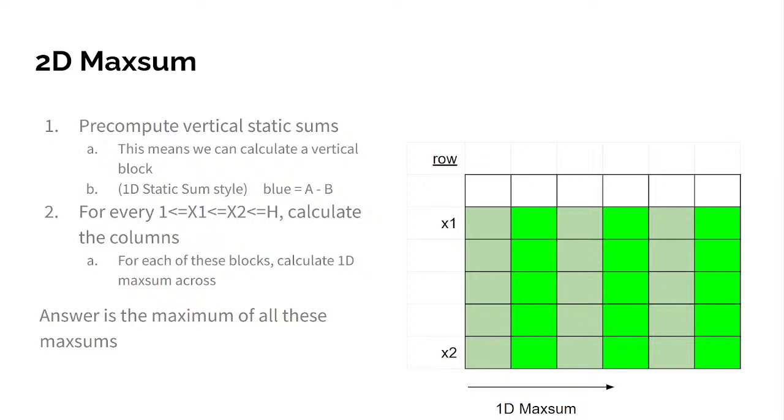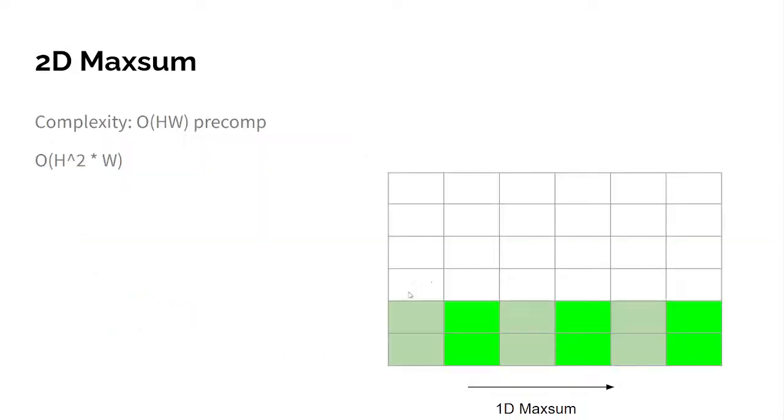Alright, so the pre-computation is O(HW), because you go across every column, and for every column you have to go across everything once to calculate your static sum. Then for your max sum, you have to calculate your x1 and x2, so that's H squared, and then times your width.